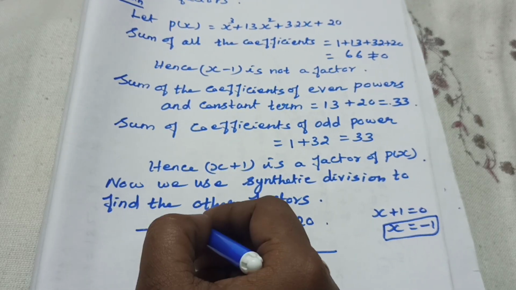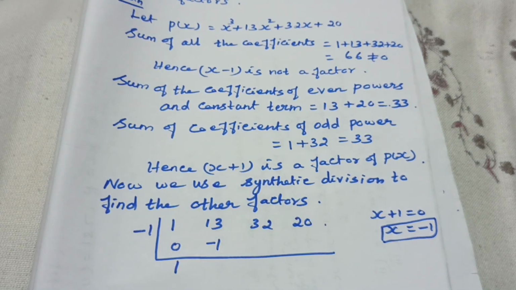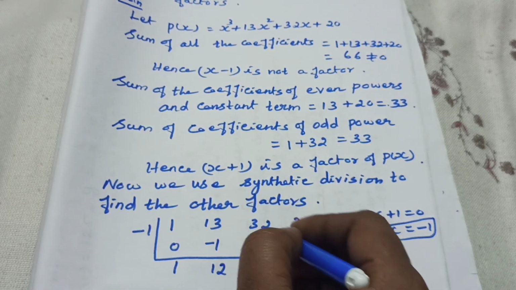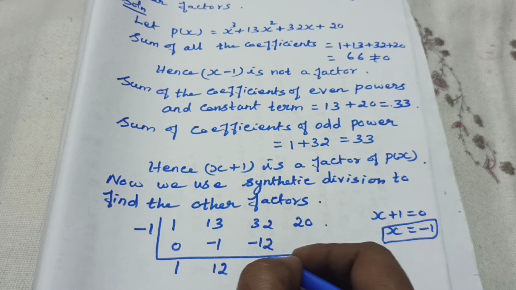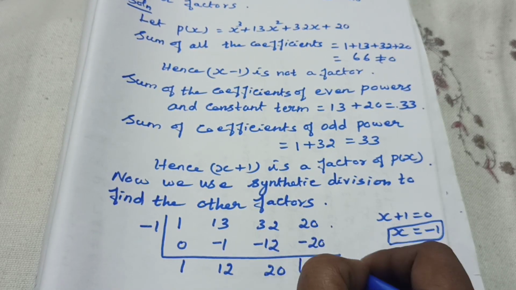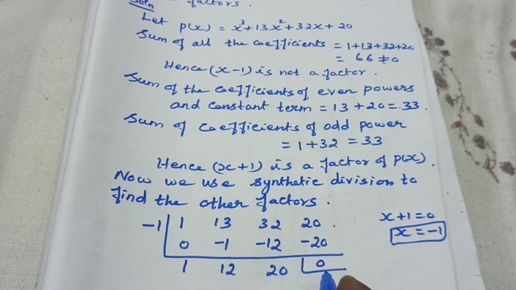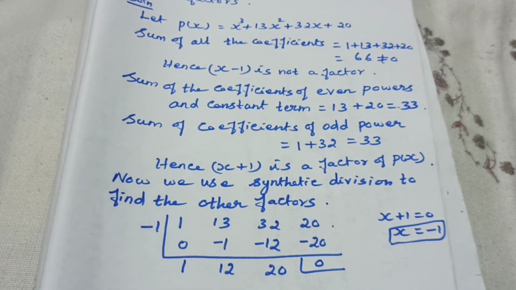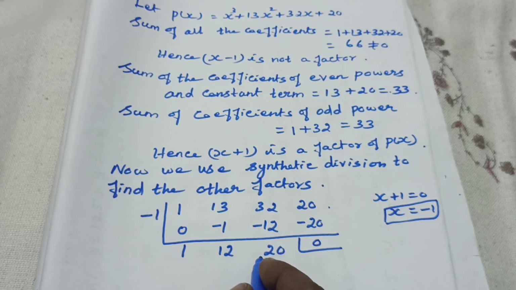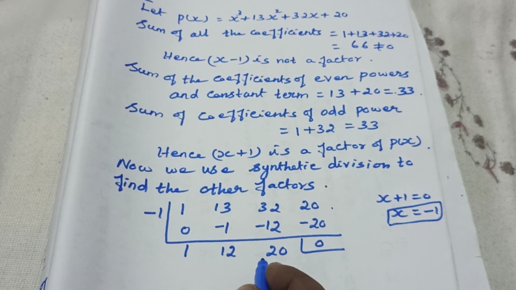Then put 0 here. 1 plus 0 is 1. 1 times minus 1 is minus 1. Add these two: 12. 12 times minus 1 is minus 12. Then add these two: we get 20. Then 20 times minus 1 is minus 20. Last is 0. Only here we got 0. The remaining is the quotient, isn't it? This quotient you should factorize using the factorization method. Two factors we can find. That method is enough for us.